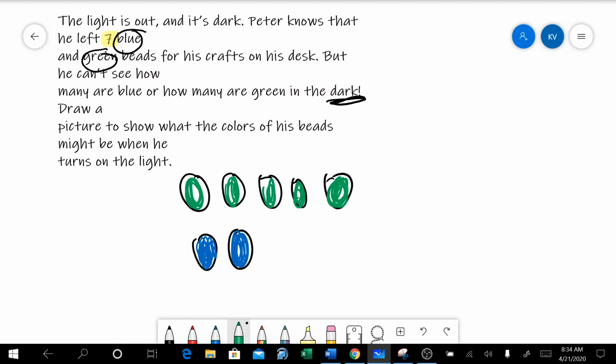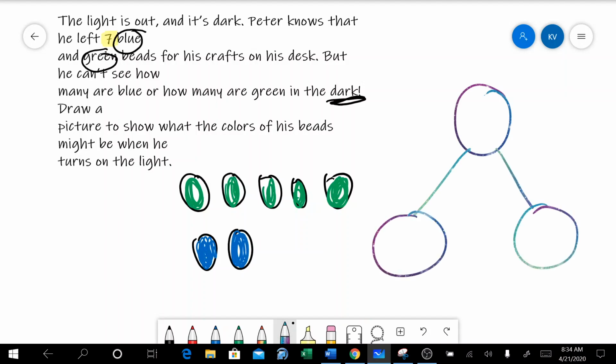So now we're going to turn that into a number bond. So if our number bond looks like this, we just talked about this on our Rec and Rec. What are our parts? Good, we had 5 green and 2 blue. And when we put 5 and 2 together, what was our total? Good, that makes our total 7. We knew we had 7 beads.